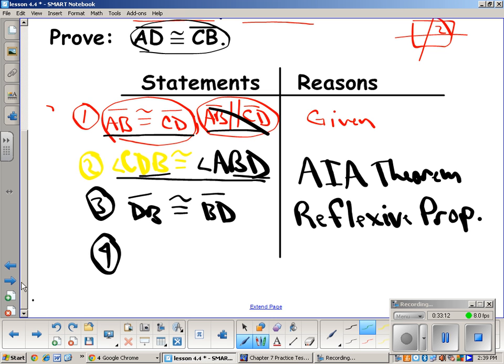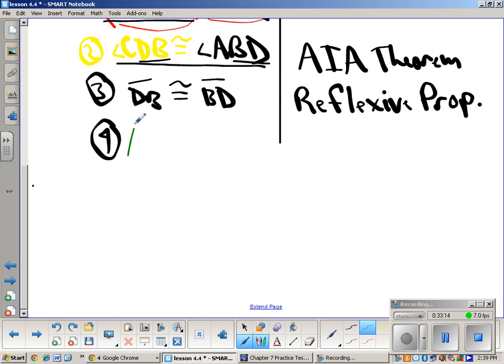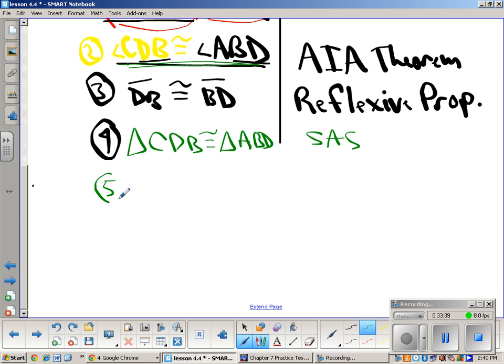And so I put here triangle. And I'm just going to cheat and use this order right here because I already took time to do that. I'm going to say triangle CDB congruent to triangle ABD. And why do we say that? Side angle side. Okay? And then there's one more step.